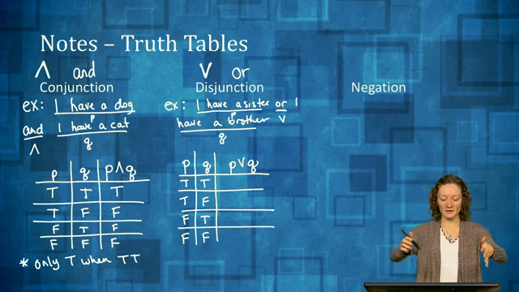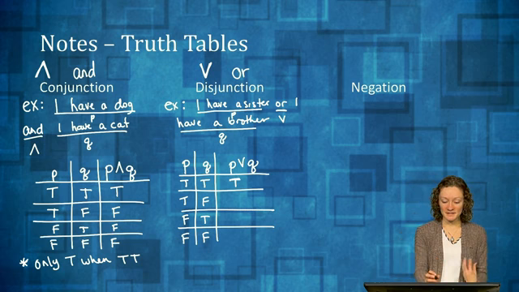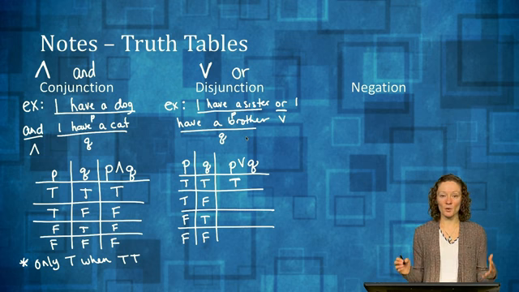So the first scenario, behind the scenes, it's true that there's a sister and true that there's a brother. So they say, I have a sister or I have a brother. The statement's true. The second scenario, behind the scenes, statement P is true, so it's true that there's a sister, and statement Q is false, so it's false that there's a brother. The statement is made, I have a sister or I have a brother.